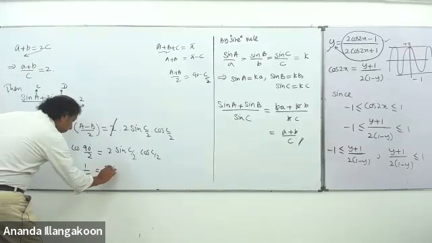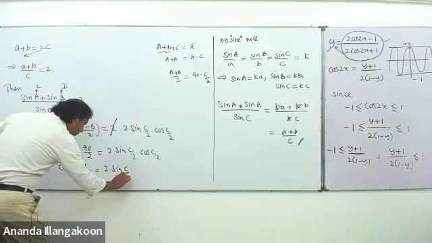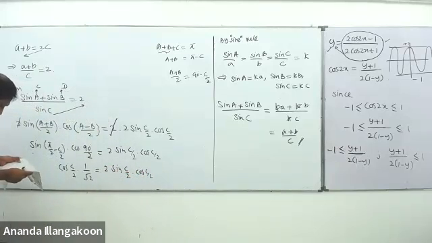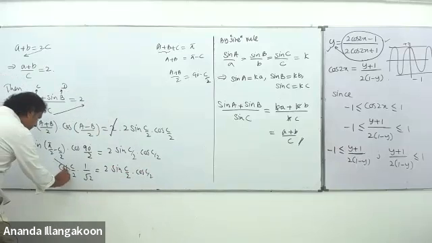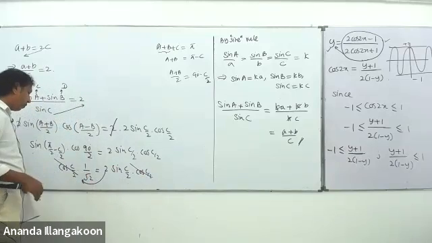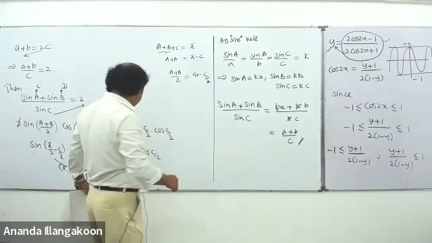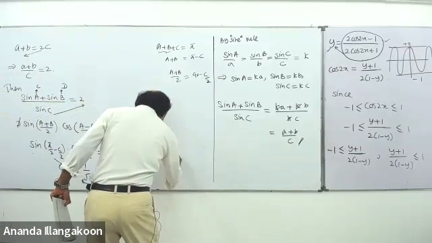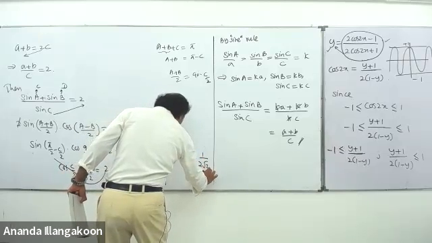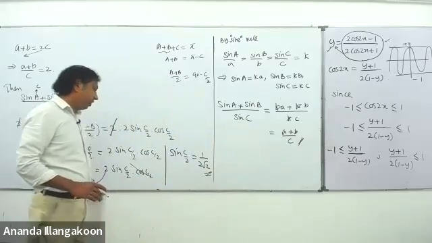2 sin C by 2 into cos C by 2. What is asked, people? Sin C by 2. This cos C by 2 you can cancel down with this. Bring this 2 here. Then sin C by 2 equals 1 over 2 root 2. This is how we solve the task.